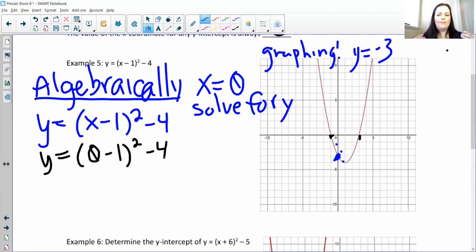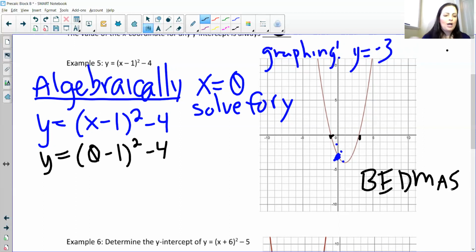Okay. Order of operations is BEDMAS, or PEDMAS, or PEMDAS, depending on if you're French immersion or not. And so we're going to simplify. We're going to do the stuff in the brackets first.